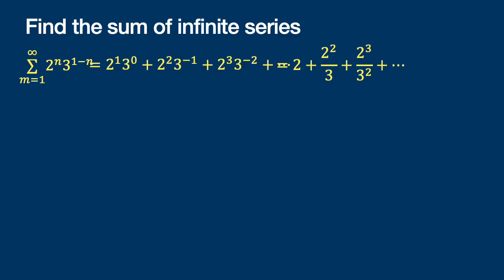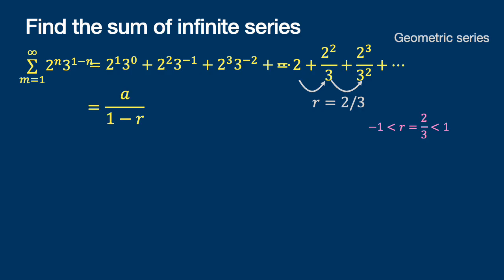So let's figure out if this is a geometric series or not. What happened to each term? 2 squared over 3, 2 cubed over 3 squared. What happened, guys? Each time, they are multiplied by 2 over 3. The ratio is 2 over 3. That's a geometric series. The ratio is between negative 1 and 1, meaning this geometric series converges.